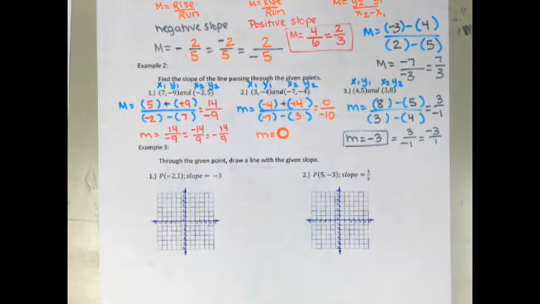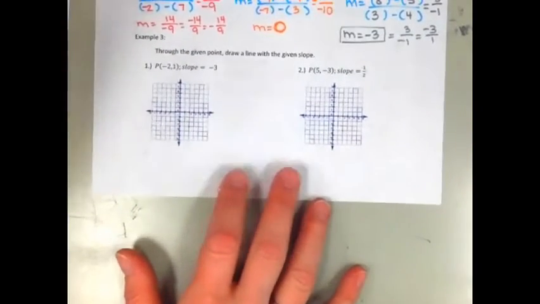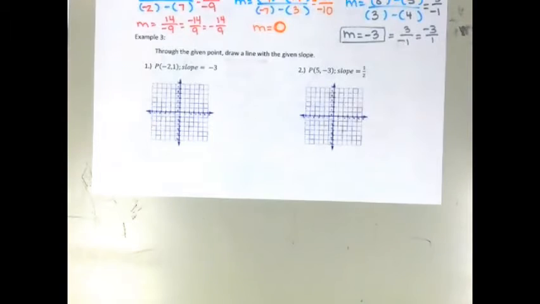Any questions on finding slope? Do you guys remember all of this from last year? Yeah. All right. Can you draw a line now with a given point and a slope? Yes. Remember, a point is a point on the graph. What does a slope actually mean? What does slope mean?